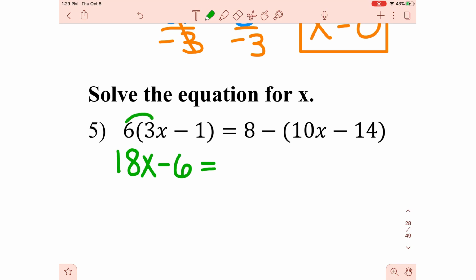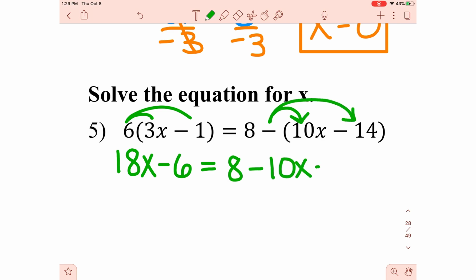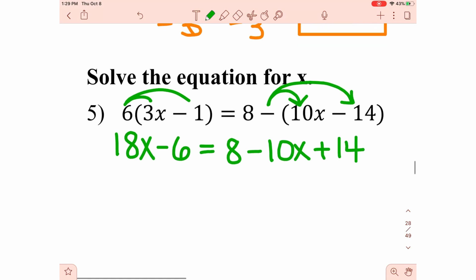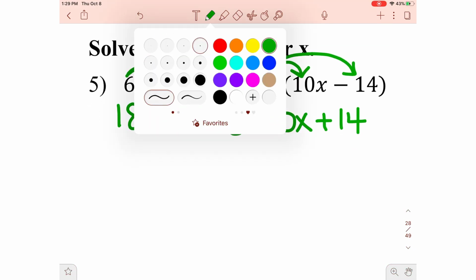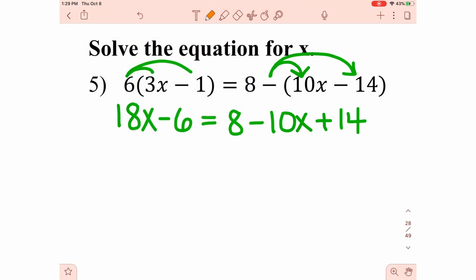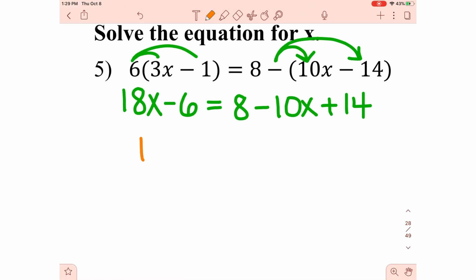So I distributed the 6. Now, distribute the negative. It goes to both the 10x and the 14. Okay, so I have an 18x minus 6. I'm going to rearrange this a little bit and combine like terms. So negative 10x plus 22.